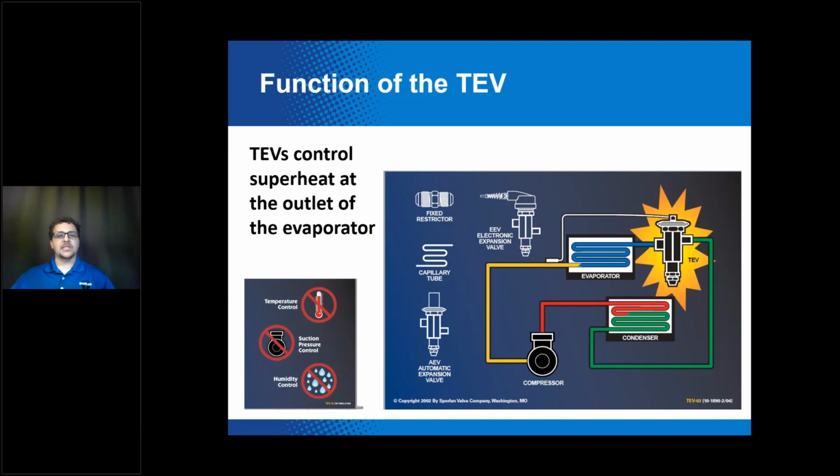In the bottom left, I've listed some of the common misconceptions of what the TEV does, because in the opinion of Sporlan, it is probably one of the most misunderstood components in the entire system. So it does not control temperature, it does not control suction pressure, and it does not control humidity. Going back to the picture on the right, I want to point out that the TEV is just one of several different options that you would have as a metering device, or an expansion device, I should say. Systems such as your basic household refrigerator probably has something as simple as a capillary tube, but today's presentation is entirely about the TEV.